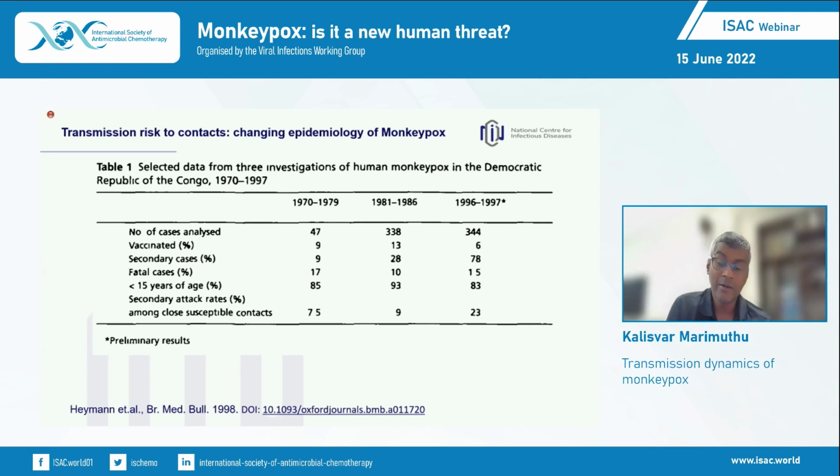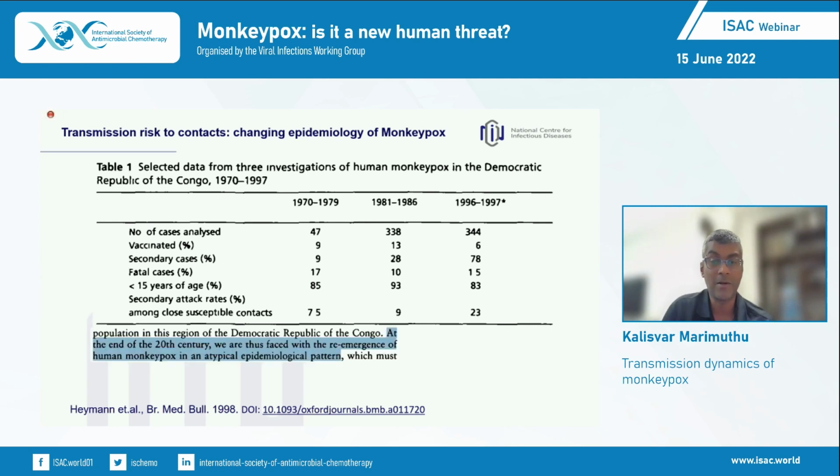So it is a little bit worrying, and the authors probably had some premonition about what is coming. They concluded that at the end of this 20th century, we are thus faced with the re-emergence of human monkeypox in an atypical epidemiological pattern, which is exactly what we are seeing now in 2022.